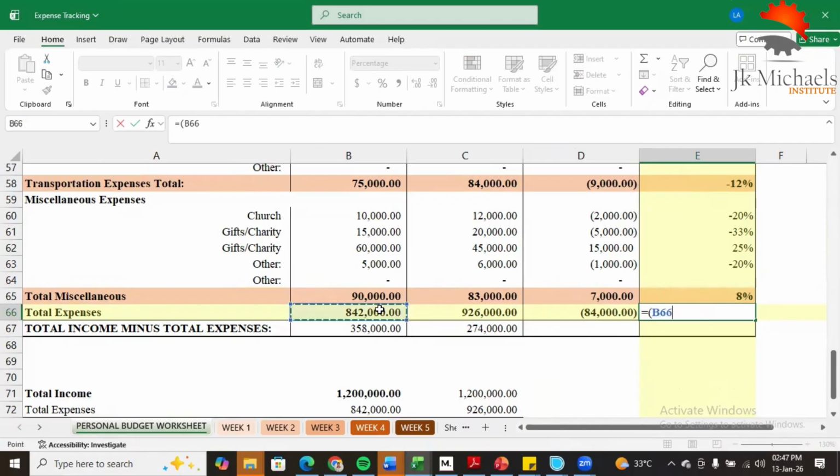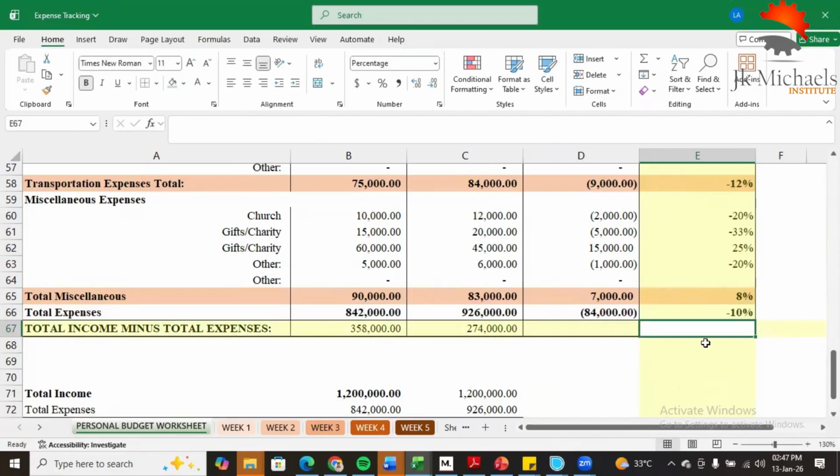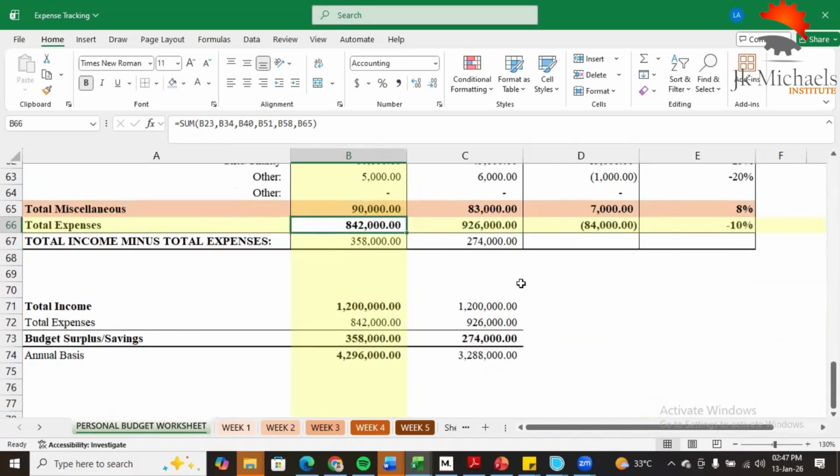And when we repeat this down, budget minus actual divided by budget, and you see altogether we were 10%, we overspent. Our total expenses was about 10% greater than our budget. And you can see 842, but we have a variance of 84,000, which corresponds with a 10% overspend, right? And that is that.